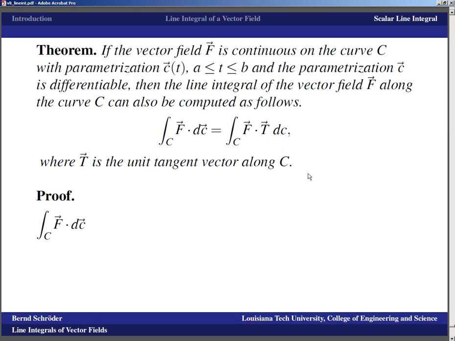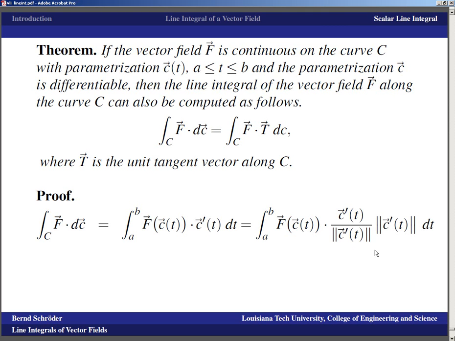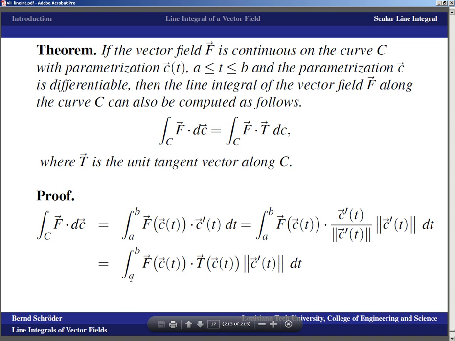And the proof is pretty simple, because if we take the line integral of the vector field f dot dC, then that is the integral from a to b of f of C of t dot C prime of t dt, and C prime is of course nothing but C prime divided by the norm of C prime times the norm of C prime. We have done nothing but just multiply by 1 here, and now we can see that f of C of t dot C prime of t divided by the norm of C prime of t, that is the unit tangent vector. And so that is just the integral from a to b of f of C of t dot T of C of t times the norm of C prime of t dt, and by the formula for the scalar line integral, that is just the scalar line integral of f dot T dC, and that's it.